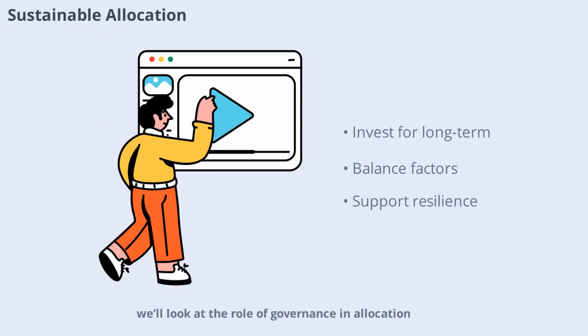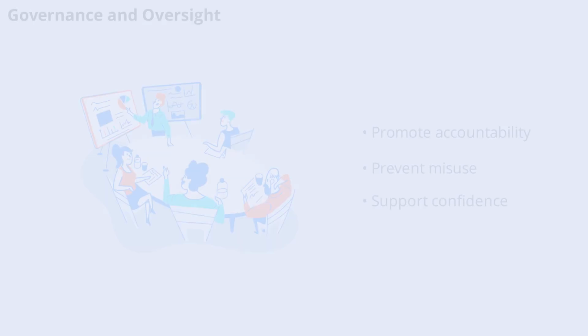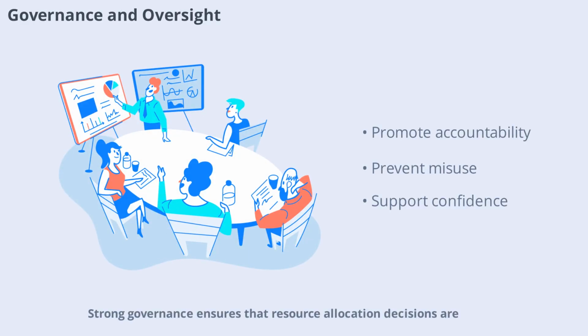Next, we'll look at the role of governance in allocation. Strong governance ensures that resource allocation decisions are made ethically and in line with organizational policies. Oversight bodies such as boards or committees review allocation plans and monitor outcomes. This structure promotes accountability and helps prevent misuse of resources. Good governance also supports transparency and stakeholder confidence.